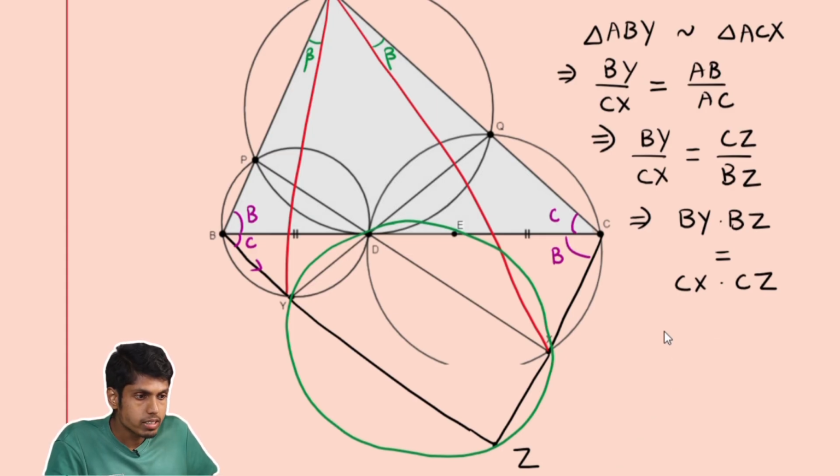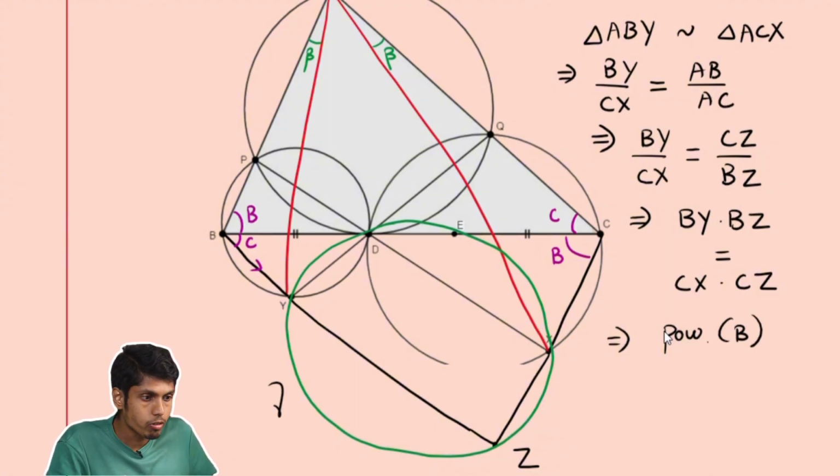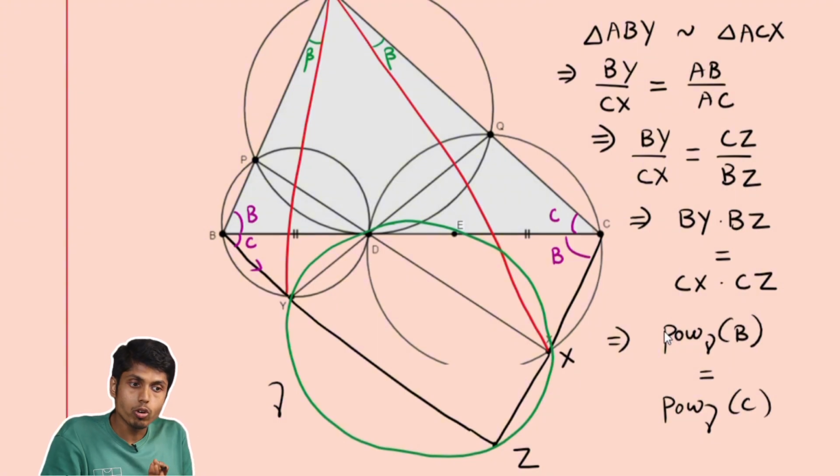We just need to prove point E also lies on that circle. BY into BZ is exactly the power of point B with respect to that circle. Call that circle gamma. So power of B with respect to gamma, and CX times CZ is exactly the power of C with respect to gamma. Therefore, B and C have the same power with respect to gamma.